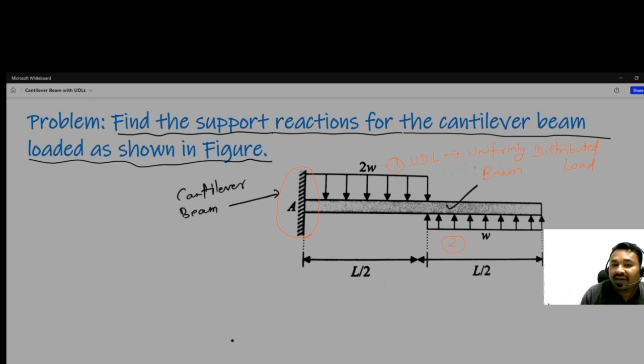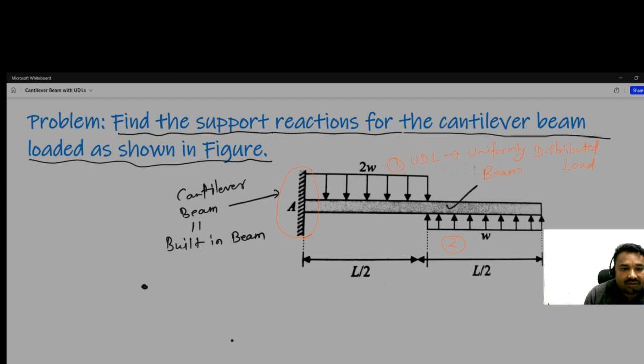ठीक है. So what is the identification? The beam is fixed with the wall. This beam is also known as a built-in beam. ओके, सो आप देख सकते हैं, can this beam translate in x direction, horizontal direction? No.